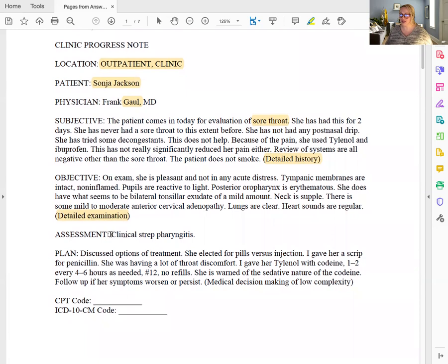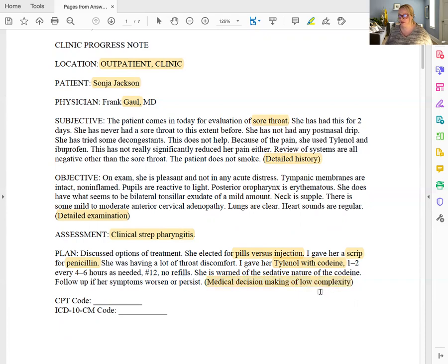Clinical strep pharyngitis is listed as the diagnosis. And the plan discussed for treatment of the patient includes pills versus an injection, and she was given a script or a prescription for penicillin. She has a lot of throat discomfort and was given Tylenol with codeine, 1 to 2 each 4 to 6 hours as needed. Number 12, no refills. That's all the details of the prescription. She's also warned of the sedative nature of the codeine. Follow up if her symptoms worsen or persist.